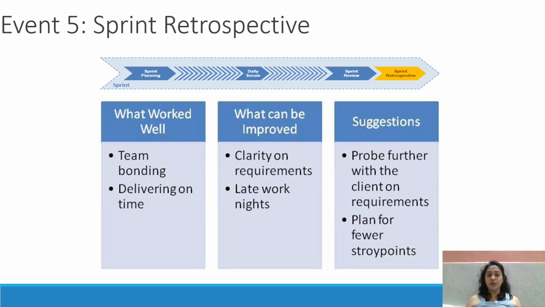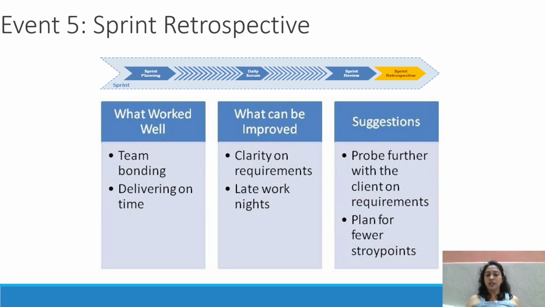In the retrospective meeting, you can see three questions are there. What worked well? What can be improved? And the suggestions. Okay. What worked well? Team bonding, delivering on time, whatever happened that worked well, you can put it in that column. After that, you can go ahead and put the things that can be improved. It should be transparent, okay, because it is between the team members and the Scrum Master, so of course we can open up in front of the team members.